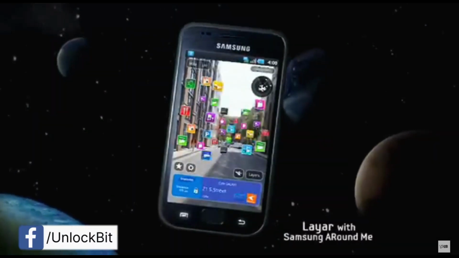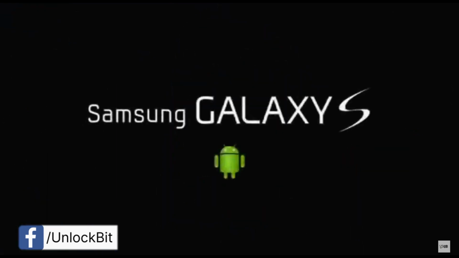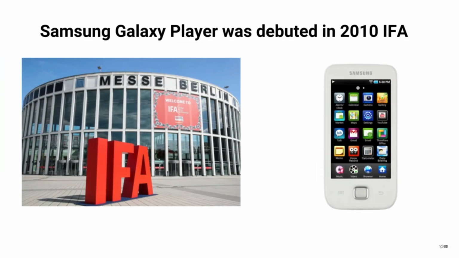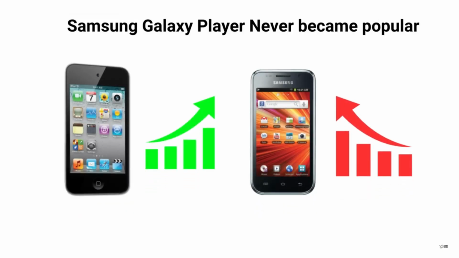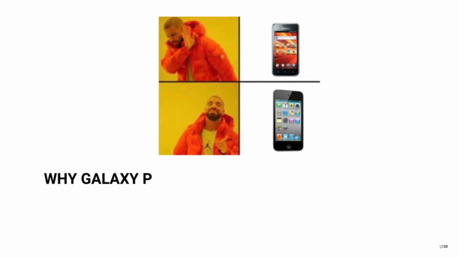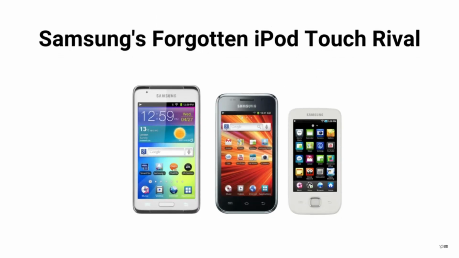Now fast forward to 2010, Samsung launched their first proper iPhone rival, the Galaxy S. Like Apple, they also launched their own iPod Touch rival, the Galaxy Player, at IFA 2010. But unlike the iPod Touch, it never became that popular. Rather, it faded away with time. So what exactly happened? Why did the Galaxy Player lose against the iPod Touch, unlike their phones? This is the story of Samsung's forgotten iPod Touch rival.